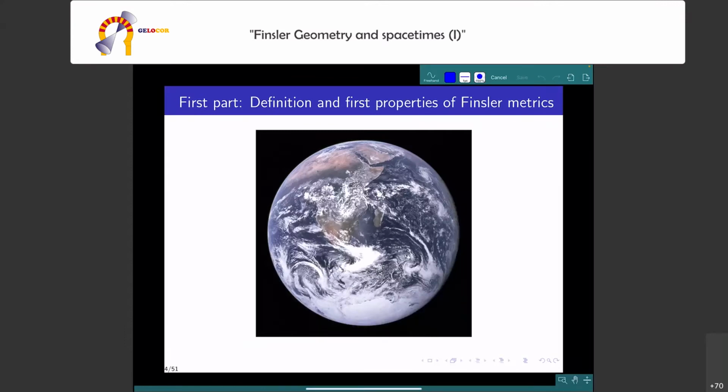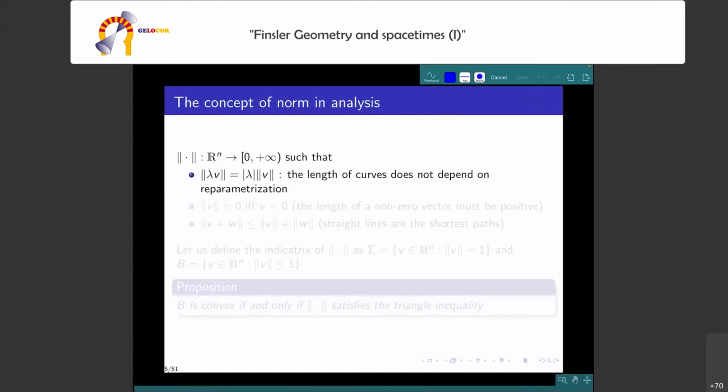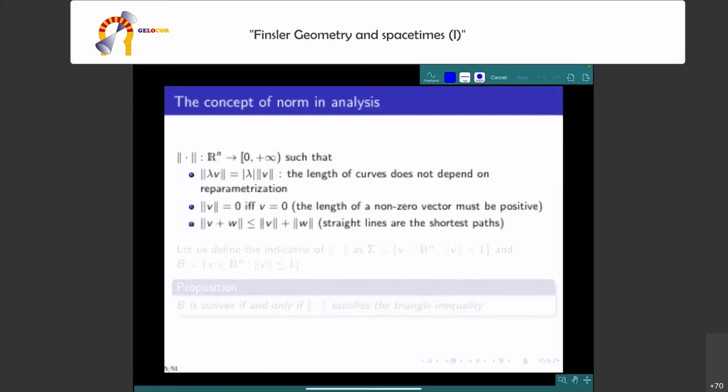So, well, I want to begin with the concept of norm in analysis, which probably everybody knows. There are usually three properties. It has to be homogeneous, and this is related to the fact that the length of a curve does not depend on reparameterization, only on the path of the curve when computed with the norm. Then it has to be positive, in the sense that it is zero only if the vector is zero. And then we usually require it to satisfy the triangle inequality. Let us focus a little bit on the triangle inequality.